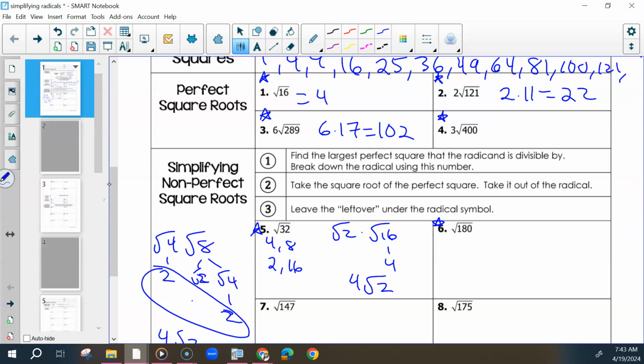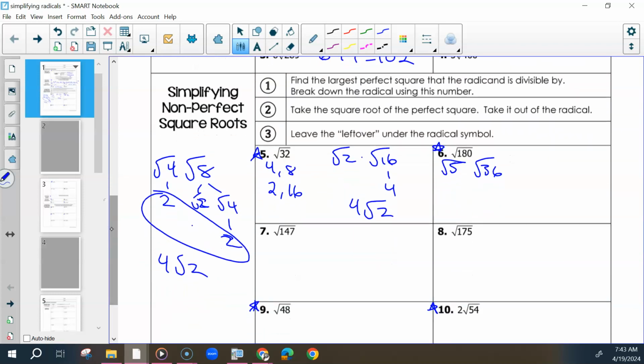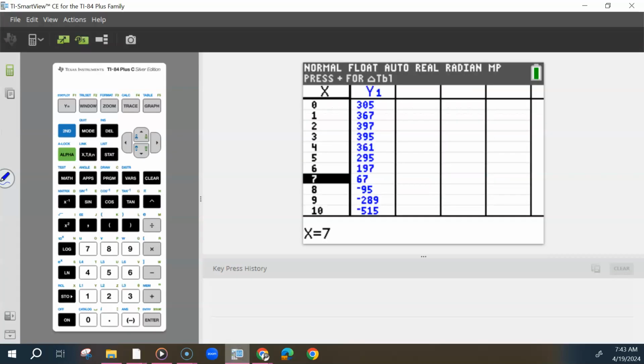5 times 36 is 180. Okay. So 5 and 36. And we know the square root of 36 is 6. So our final answer would be 6 times the square root of 5. And just so you see that that works.